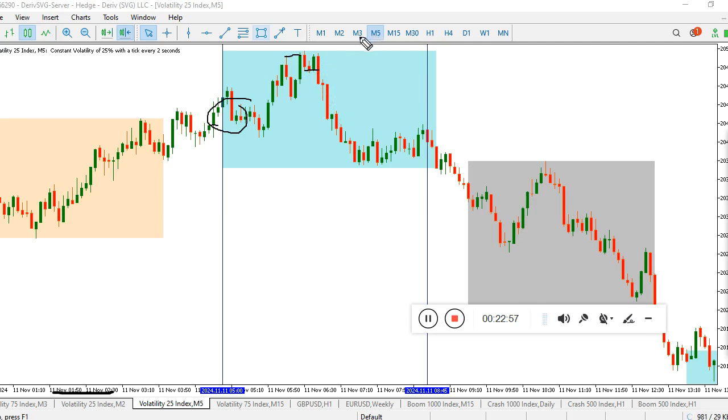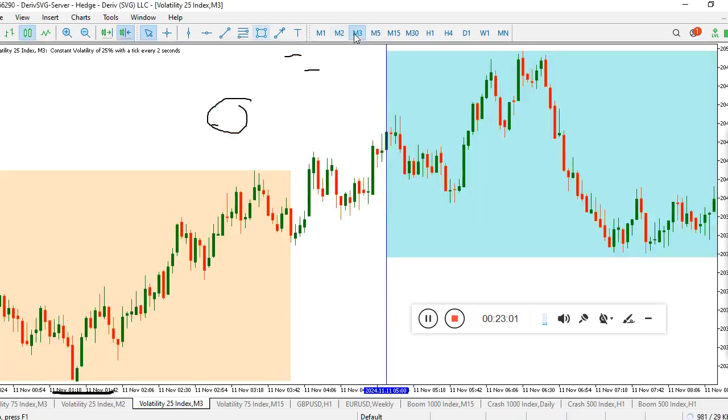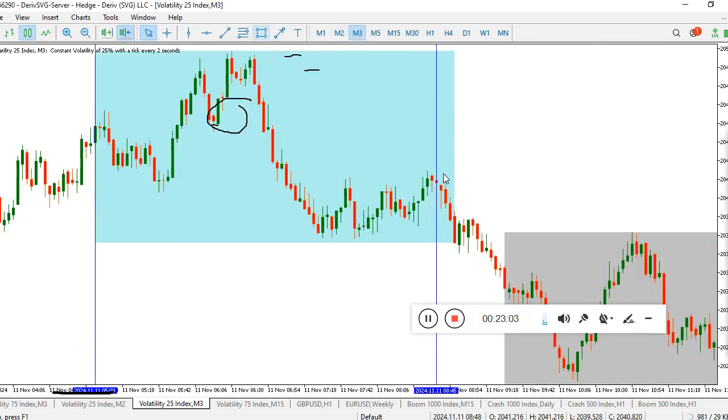So on 1-minute time frame or 3-minute time frame, you can see the structure clearly, right? You can see the structure clearly like this. So your stop loss will be there. So you target the low of the CRT, which is here.